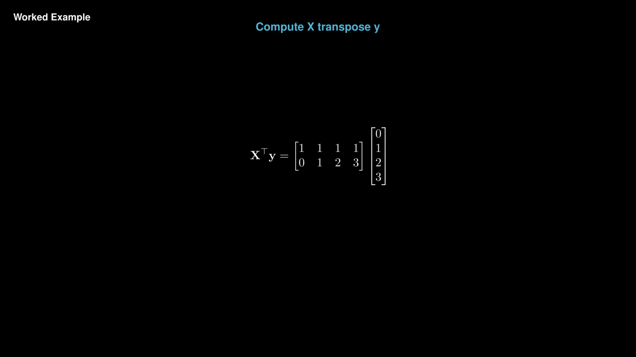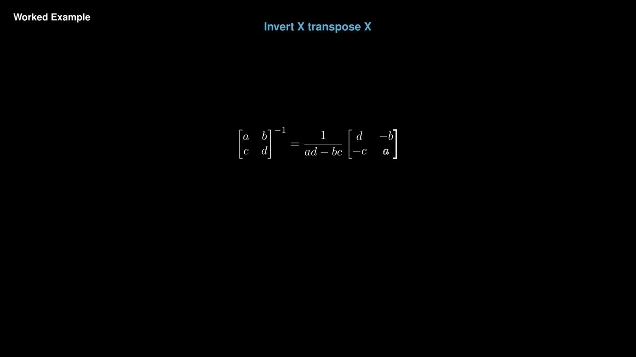Now compute X transpose y. This is a 2 by 4 matrix times a 4 by 1 vector. The first entry is the sum of y values, 0 plus 1 plus 2 plus 3 equals 6. The second entry is the sum of x times y, 0 plus 1 plus 4 plus 9 equals 14. So X transpose y is the vector [6, 14].